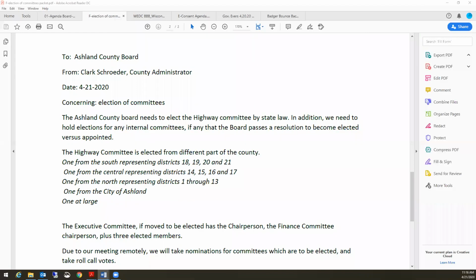Okay, as you can see from here, we need one from South representing those districts you can see on the screen, one from Central, one from North, one from the City of Ashland, and one at large. So when you make a nomination, we need to know if they're South, Central, North, City, or at large. I think we should just do the South District first, so there's no confusion. Yeah, I would agree. I think we should do them one at a time. I'm fine with that.